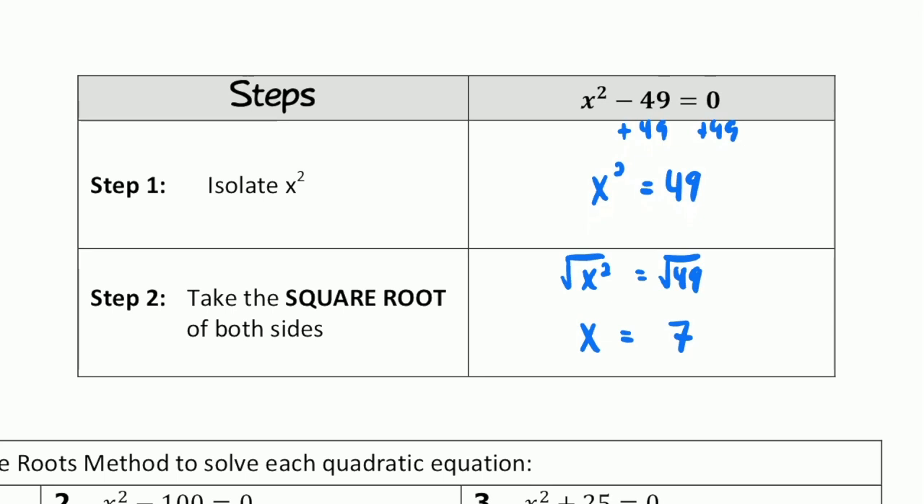Now, one thing we want to always put when we do something like this is a plus and a minus, because if I was to square a positive or a negative, it will give me always a positive number, okay? So that's essentially all we have to do here. Two steps, and again, maybe some questions will have 3, but we'll look at those more in the future.